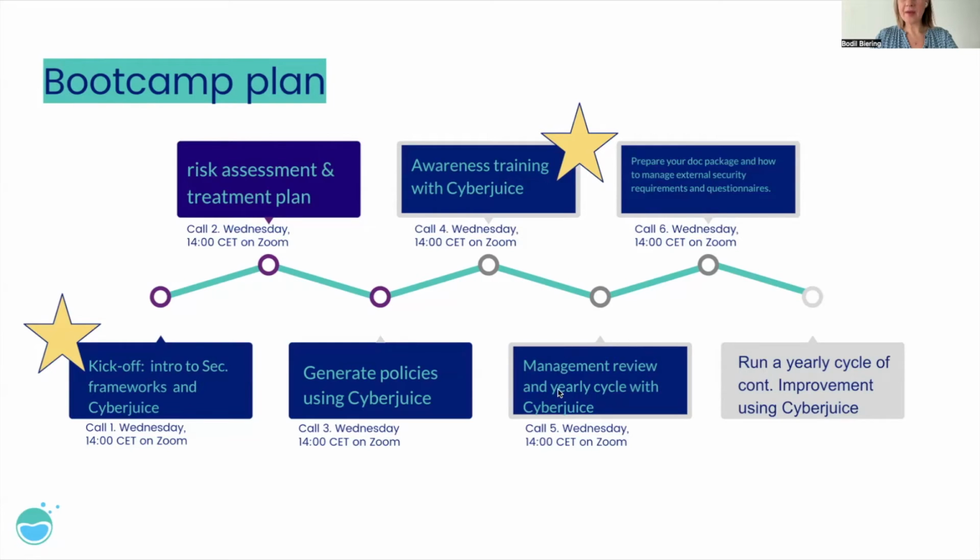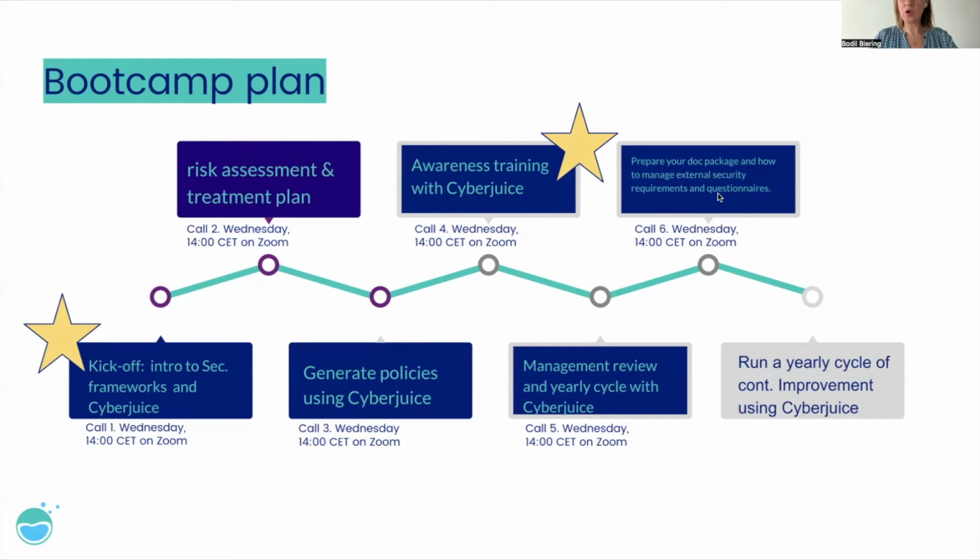And then we have management review and yearly cycle. So now you've created your risk assessment and your policy. That's like step 1, but now you need to maintain it and do your yearly cycle and make sure everything works and you do continuous improvement, as we talked about.